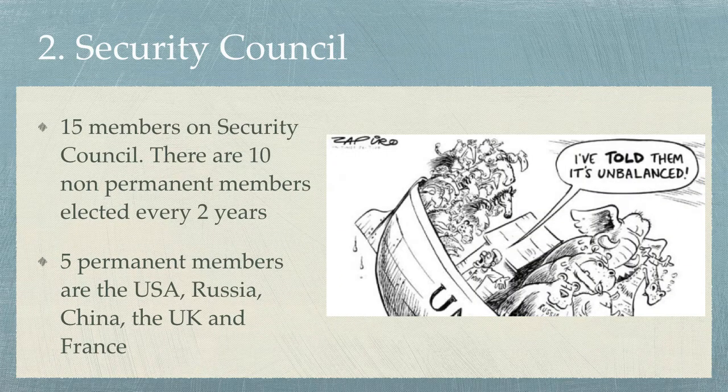The most powerful and controversial organ of the UN is the Security Council. The Security Council consists of 15 members now, 10 of which are non-permanent and elected every 2 years. And this was expanded from the 6 non-permanent members in the 1960s. There are 5 permanent members of the Security Council: the US, Russia, China, the UK, and France.